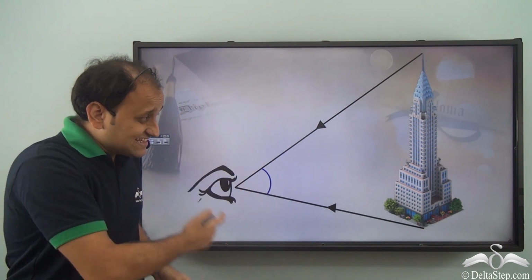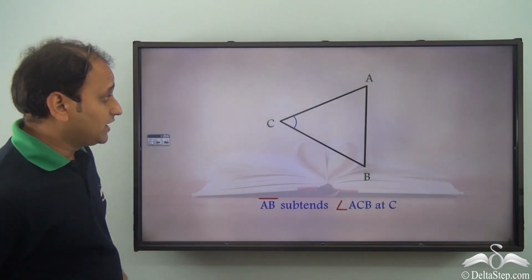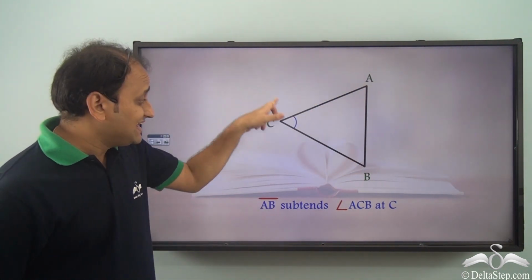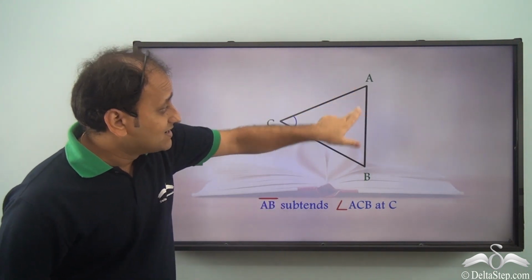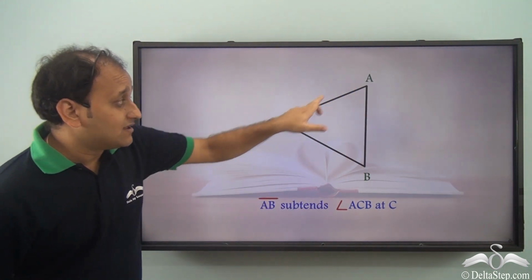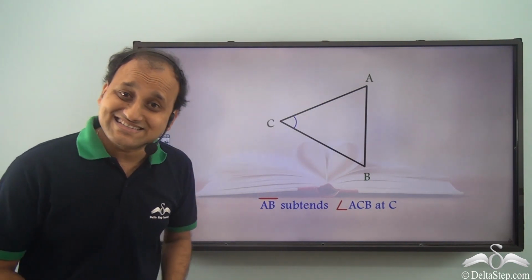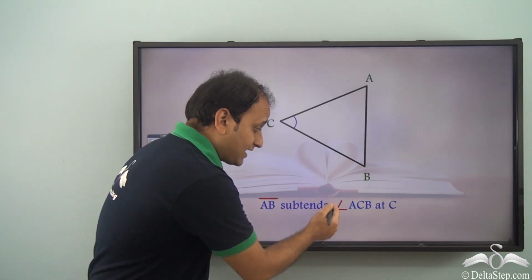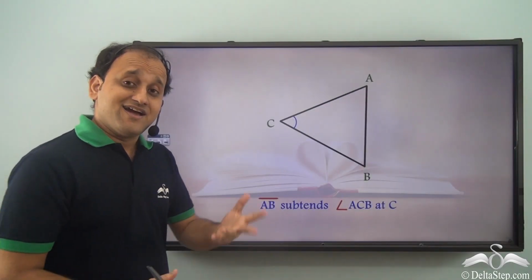Now if we see this in terms of geometry, if AB is the building and C is the eye, then AB subtends an angle ACB at point C. So line segment AB subtends angle ACB at C. This is how we write.